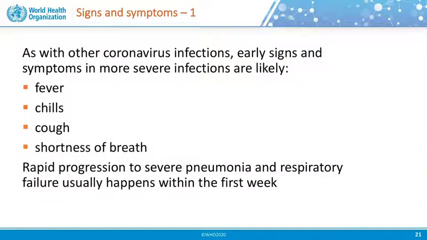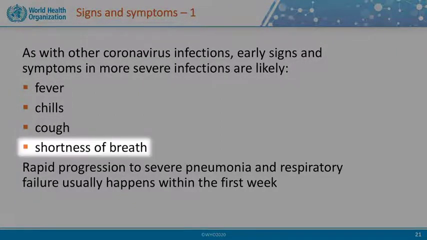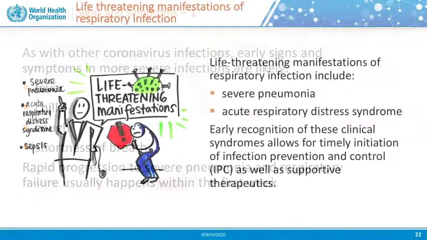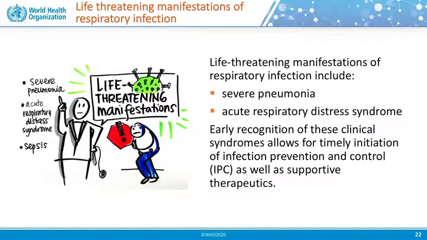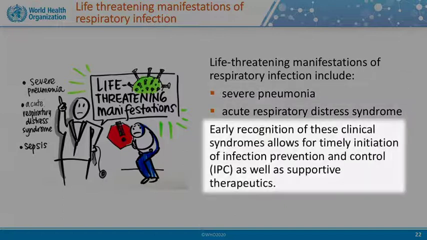So now let's talk about signs and symptoms of nCoV. As with other coronavirus infections, early signs and symptoms in more severe infections are likely fever, chills, cough, shortness of breath. Rapid progression to severe pneumonia and respiratory failure usually happens within the first week. Life-threatening manifestations of respiratory infection include severe pneumonia and acute respiratory distress syndrome. Early recognition of these clinical syndromes allows for timely initiation of infection prevention and control measures as well as supportive therapeutics.